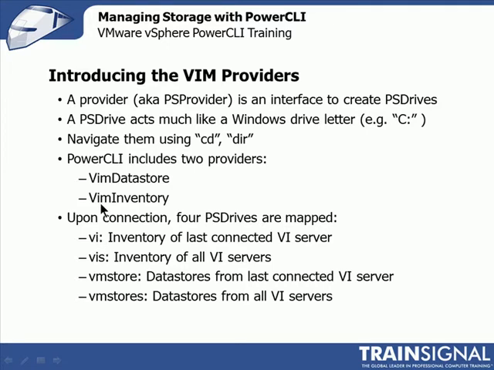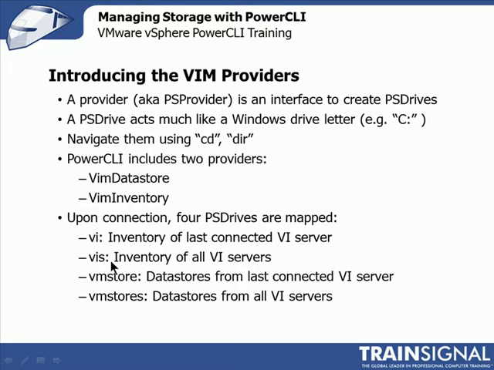VI and VIS are the same type of provider. They are the Vim inventory provider, but the difference is in the scope. The VI drive is referencing the last connected VI server. So if you connect to multiple vCenter servers or multiple ESX servers, then only the most recent one is going to be found under VI. However, if you are connected to multiple servers, then you'll be able to find them all under VIS.